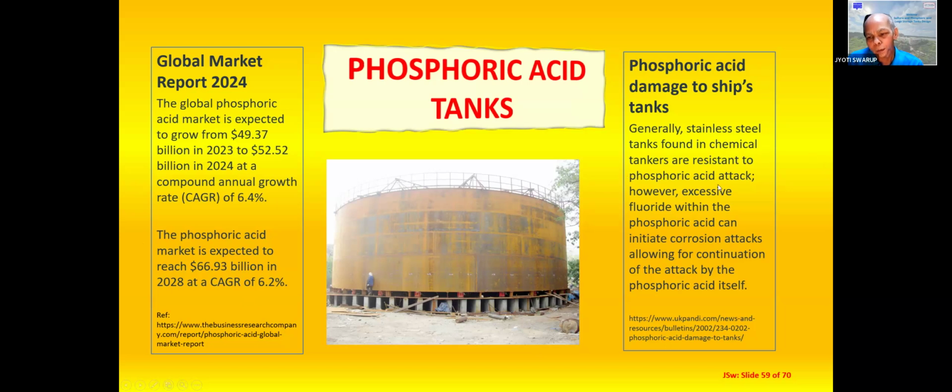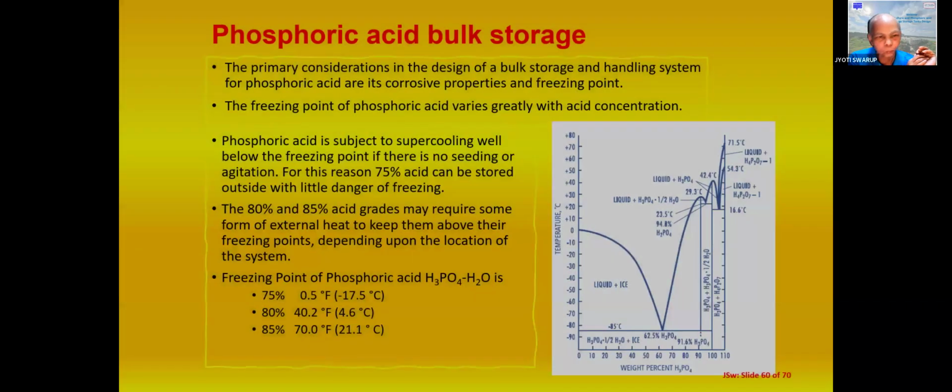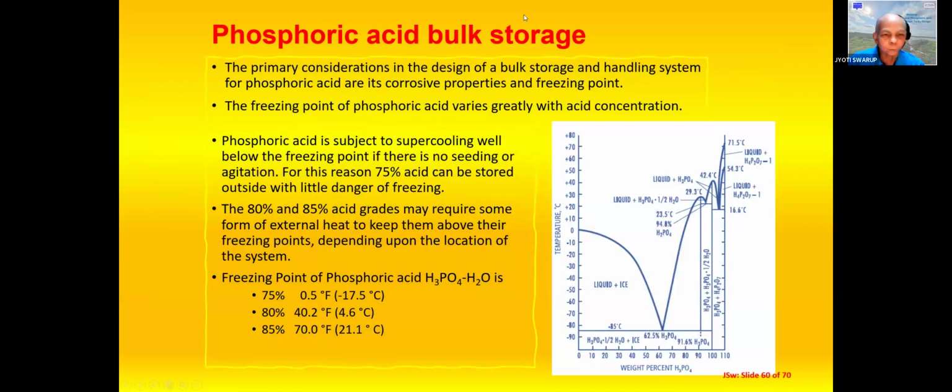Now, generally, stainless steel tanks found in chemical tankers are resistant to phosphoric acid. However, excessive fluoride within the phosphoric acid can initiate corrosion attacks, allowing for continuation of attacks by the phosphoric acid itself. So fluoride content of the phosphoric acid needs to be monitored even though we use stainless steel tanks for the phosphoric acid. So primary considerations in the design of bulk storage and handling are corrosive properties and freezing point.